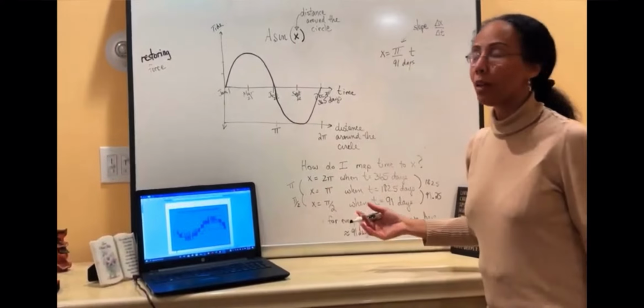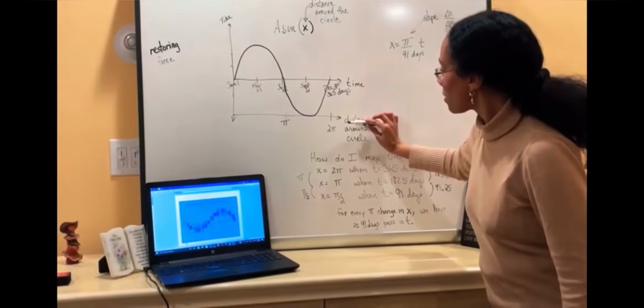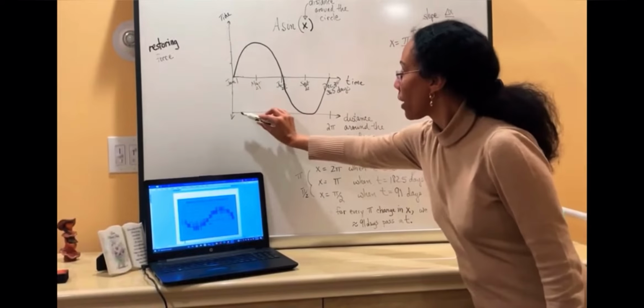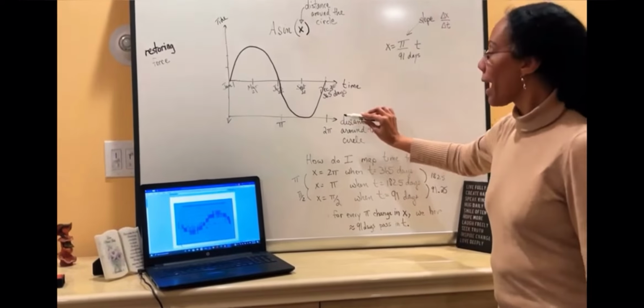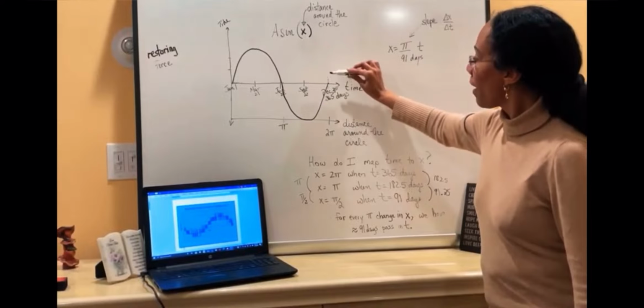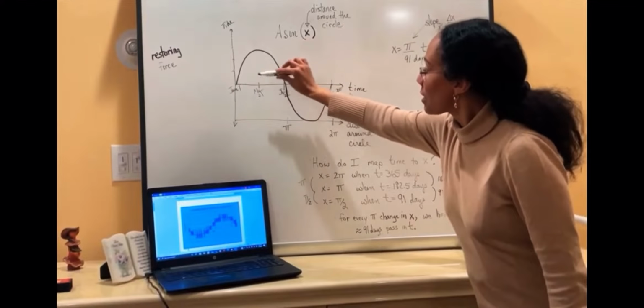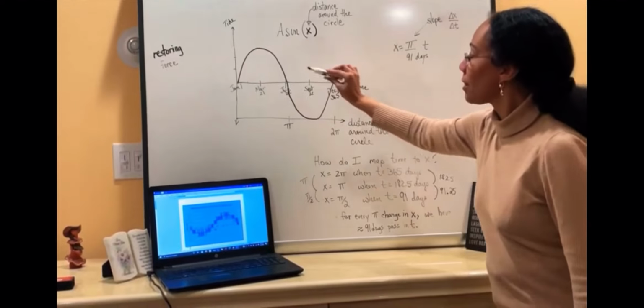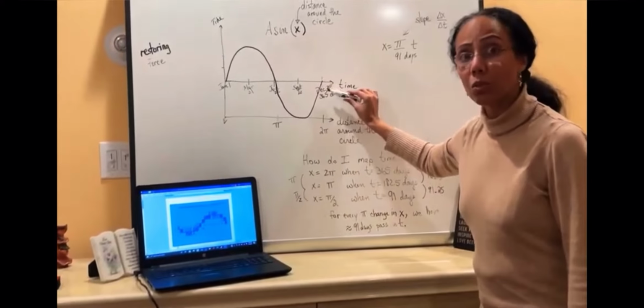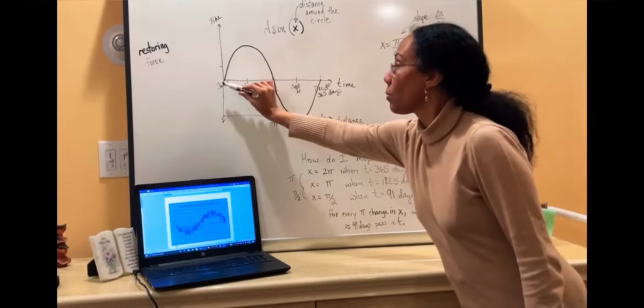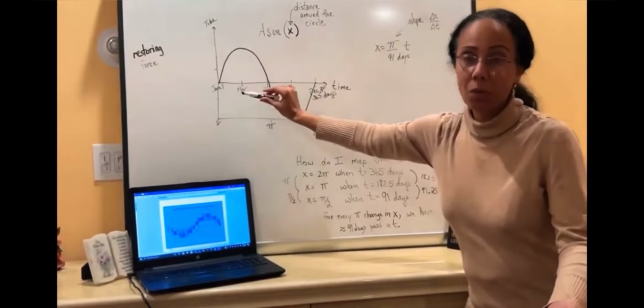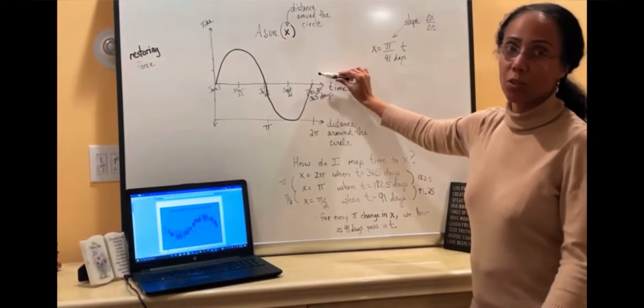So I've drawn a second axis here that shows the radian measures around my circle, and they have to match the distance, the time frame that this sine wave takes to do its pattern, from day 1 or day 0 to day 365.